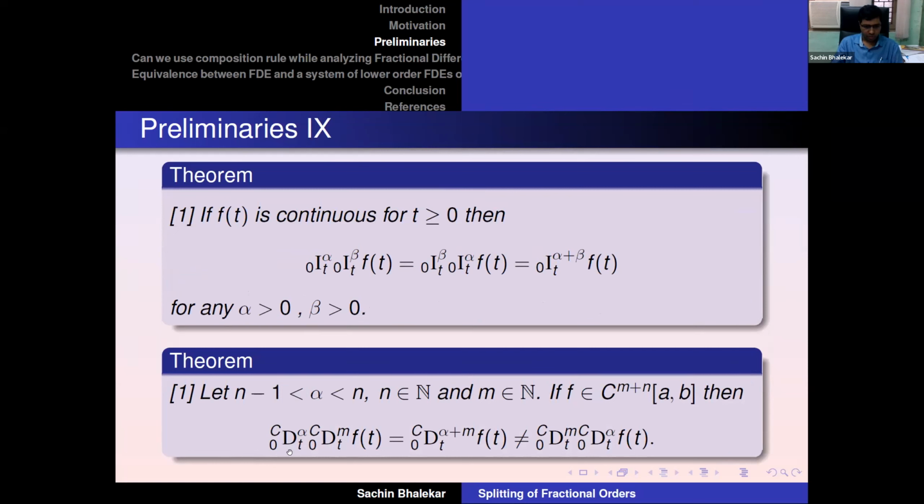Here we can see one property. We can compose a fractional derivative with an integer order derivative like this: D^alpha D^m f of t equals D^(alpha+m) f of t, but it is not in general equal to D^m D^alpha f of t. Here m is a natural number, alpha is non-integer.